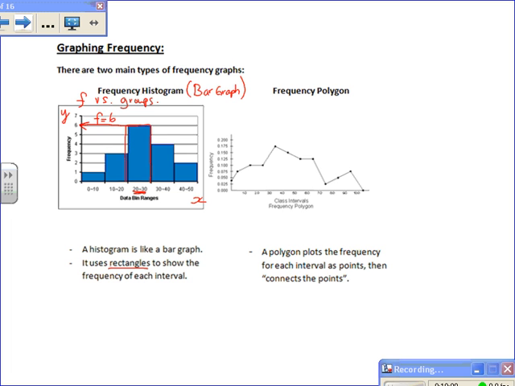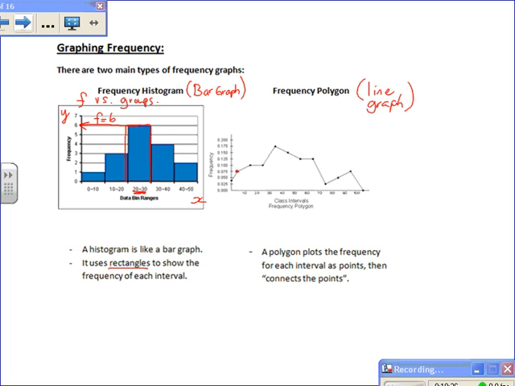The other type of graph we use is called a polygon, and this is just a line graph. So it's not a bar graph. What we do here is we simply plot, instead of using a rectangle, we just plot a point for the frequency. Again, it's frequency versus the intervals.